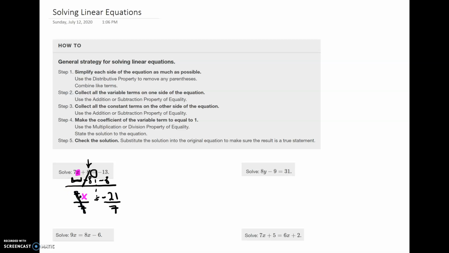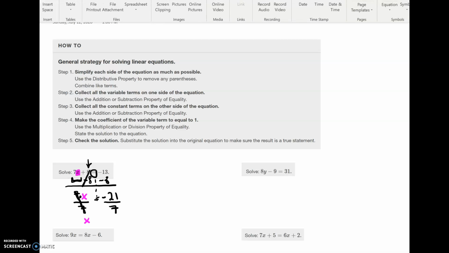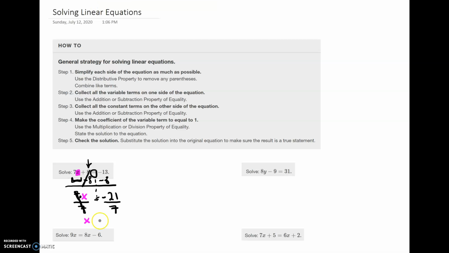7 divided by 7 is 1, which is great because now we're able to say that it's 1x or just x, because the 1 can be like an imaginary one. And that's our goal. And then we do negative 21 divided by 7, which gives me negative 3. So that's our answer. Now, let's go ahead and check that this is correct.